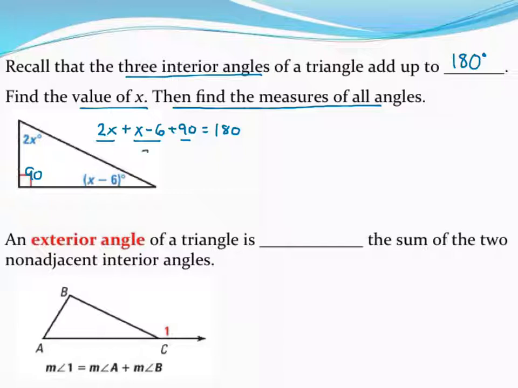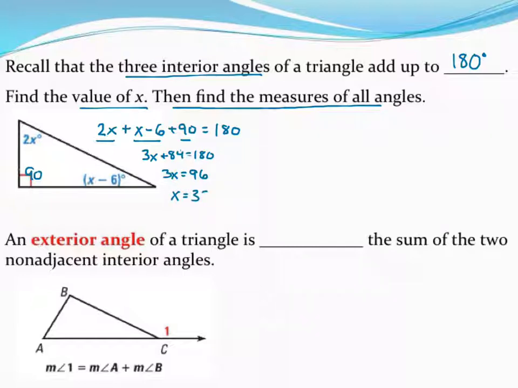So I'm going to add up like terms and get 3x, and then add up my constants and get 84. And then finishing this out, I'll subtract 84 from both sides. Hopefully this is really easy work for you at this point in geometry. So I'll end up with 3x = 96. And finally divide both sides by 3, and I'm going to get x = 32.